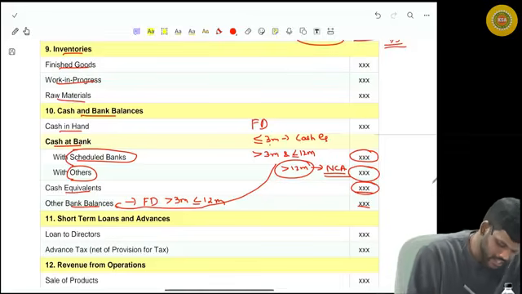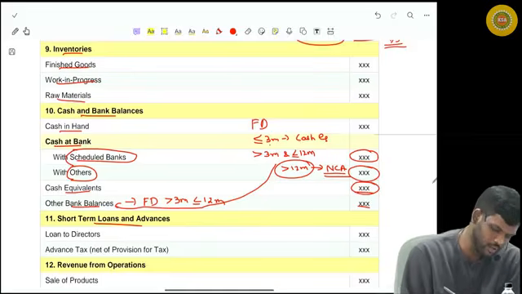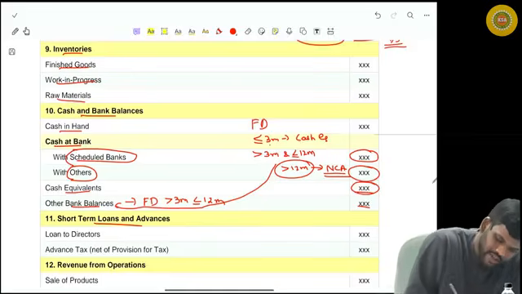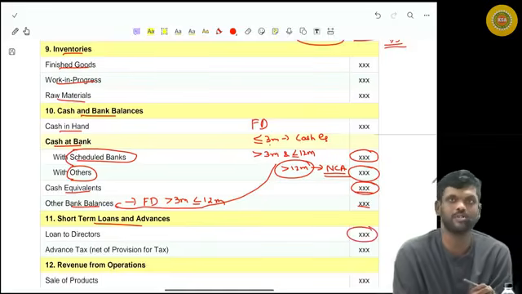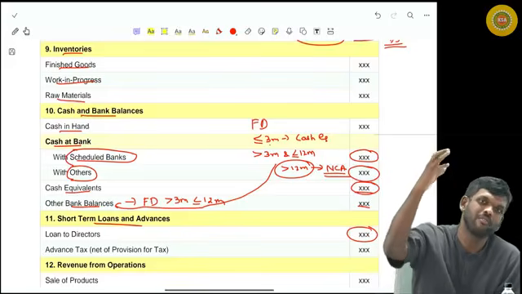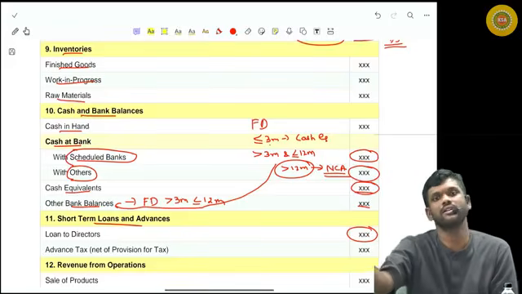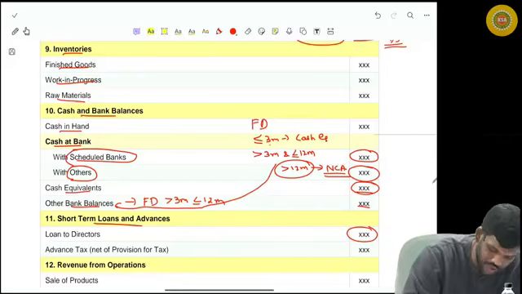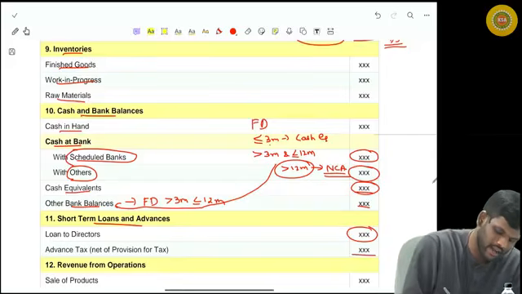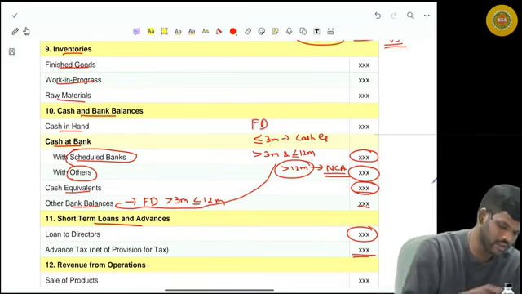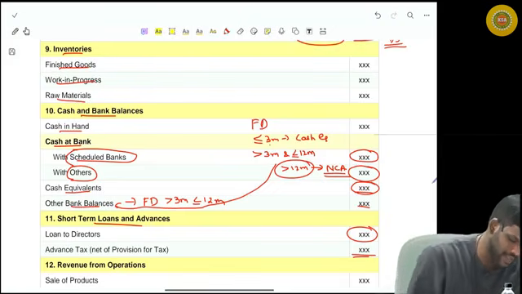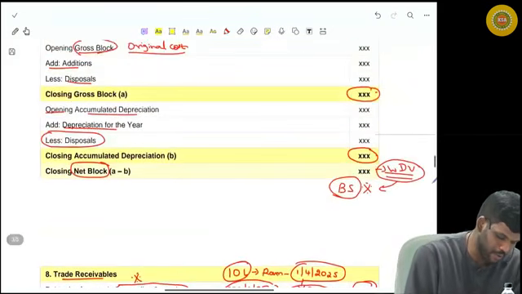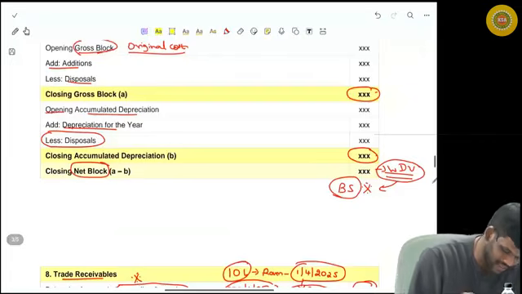Okay, next one. Short-term loans and advances. If you have given any loan to directors, you have to show it separately. If you remember, if you have borrowed any loan from directors, under borrowings you will show that separately. If you have given any loan to directors, that will be shown separately under loans and advances. And any advance tax, net of provision for tax, this also should be shown separately. Okay, I hope you all are very clear with this.